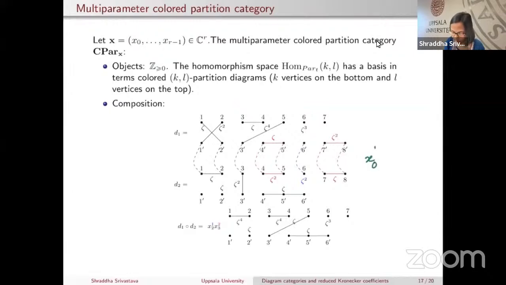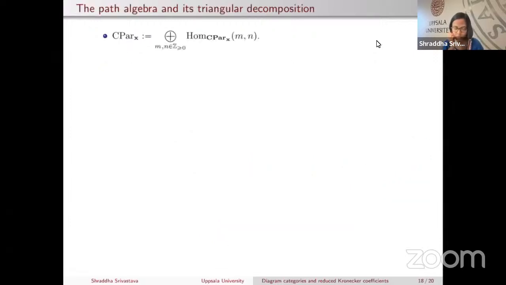So we have x0 power 1, and then we have x1 power 0, because there is nothing of color zeta, but we have one connected component with color zeta square. So we have x to the power 1, and then we have two connected components completely in the middle with color zeta cube. So we take precisely just what I've written here. So we multiply by this monomial. Okay, so we can look at the path algebra.